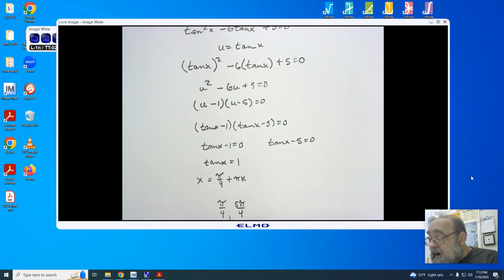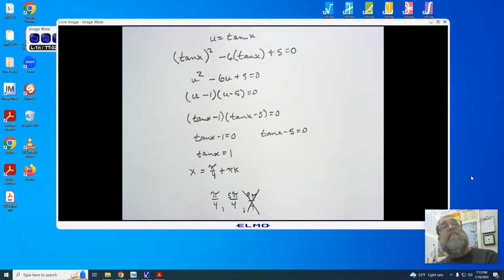And let's see if I can find a third answer. That would be 9 pi over 4. And unfortunately, 9 pi over 4 can't be used because it's beyond our domain.